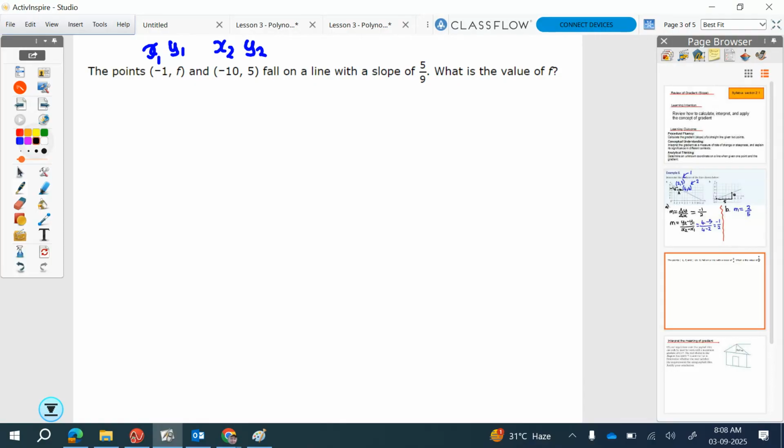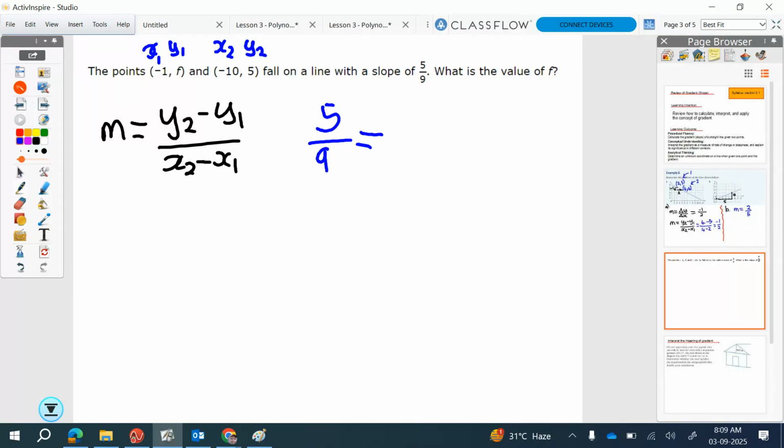I'm going to put up the formula for the slope. The slope is equal to y2 minus y1 over x2 minus x1. Using this, I can put in the information for the question. We're told that the slope is equal to 5 over 9. We know that y2 is equal to 5. We know that y1 is equal to f. x2 is equal to negative 10. And x1 is equal to negative 1.